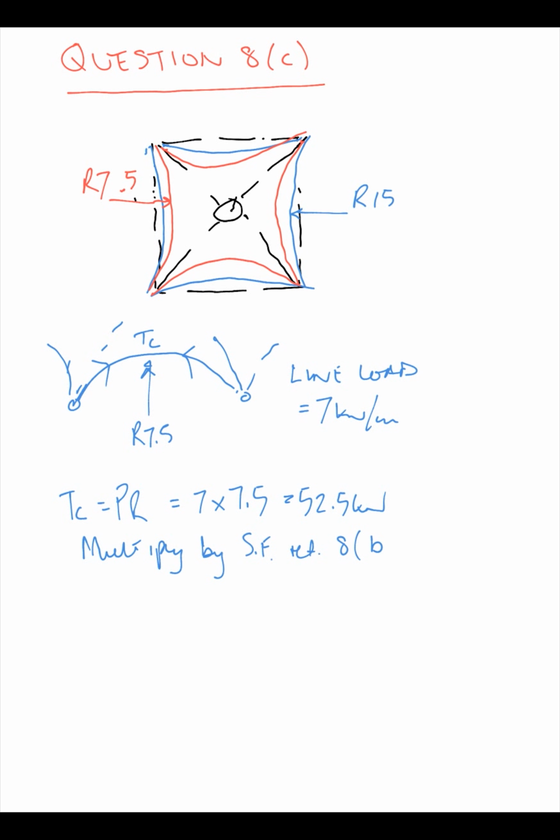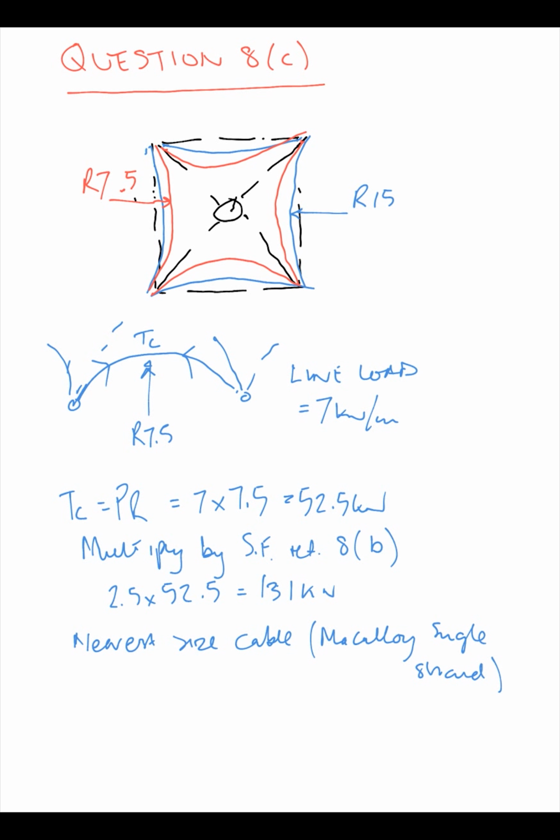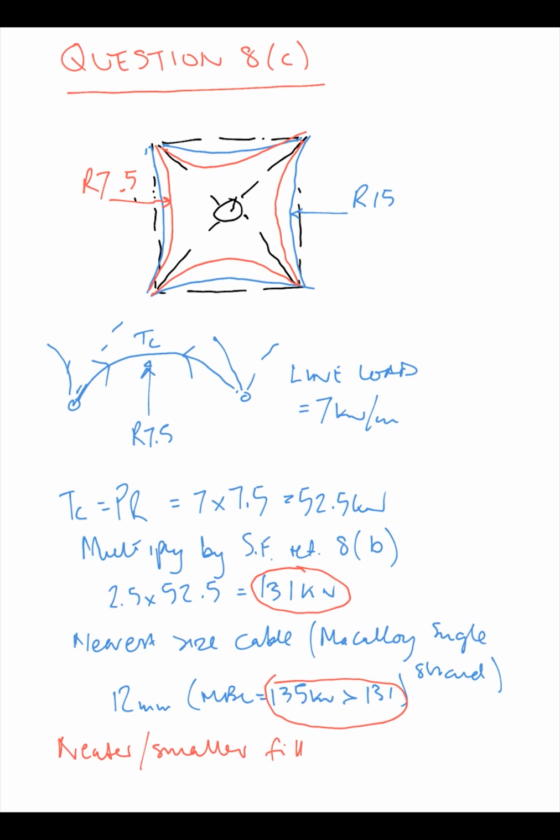So again, TC equals PR for the 7.5, which gives you a force in the cable of 52.5, times by the 2.5 factor again, 131 kilonewtons. We compare this with a minimum breaking load, and we come up with a 12 millimeter single strand cable, which will actually give you not only a more comfortable look, but neater and smaller fittings because of the loading and the sizes of the end fittings.